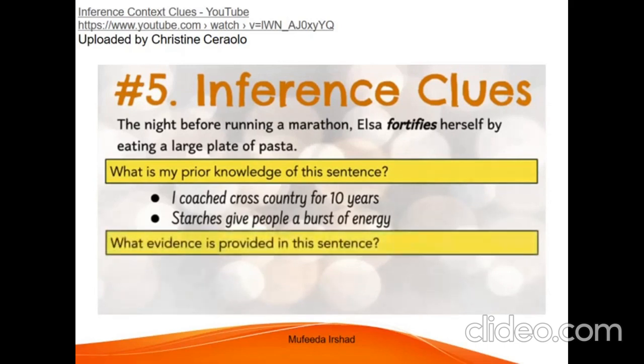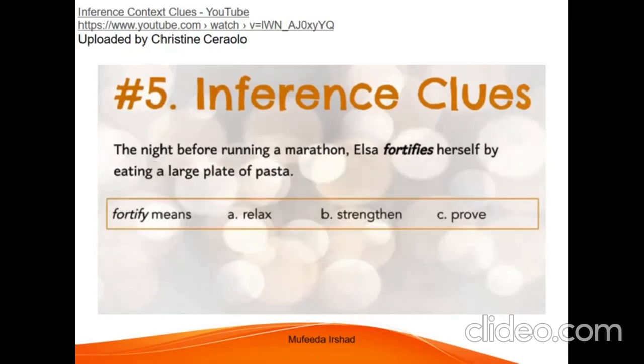So what evidence is provided in this sentence? Well, running a marathon, definitely. And pasta. I know pasta is a starch. The night before running a marathon, Elsa fortifies herself by eating a large plate of pasta. Fortify means relax, strengthen, prove.